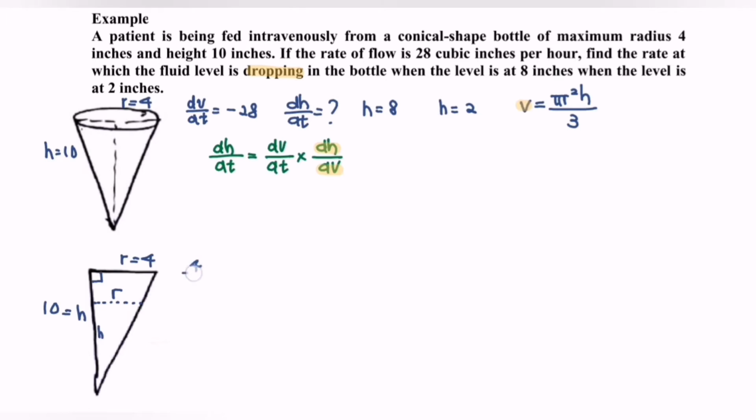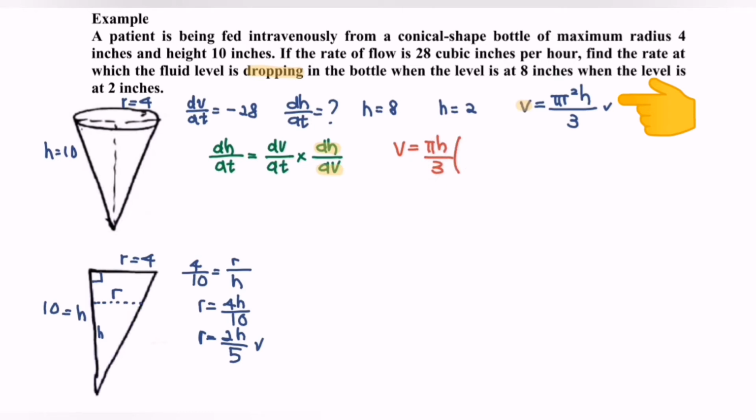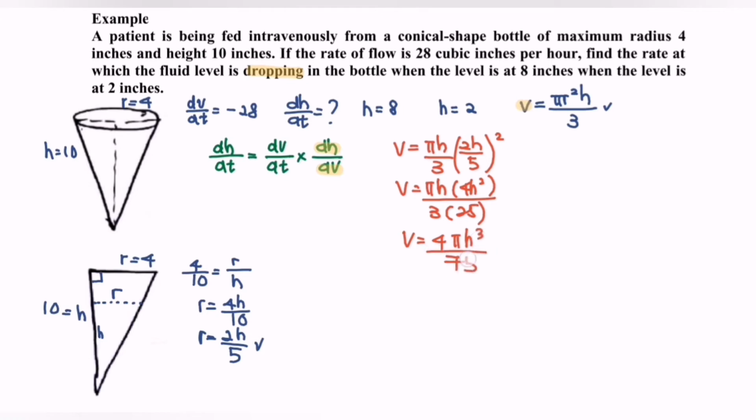So we have 4 over 10 equals R over H for the ratio. Try to make R the subject. So R is equal to 4H over 10. Simplify, R will be equal to 2H over 5. Kindly substitute into the equation for V so that we have V in terms of H. So now V is equal to pi H over 3 times R square, where we have (2H over 5) square. Simplify, so pi H times 4H square over 3 times 25. So V will be equal to 4 pi H cube over 75.